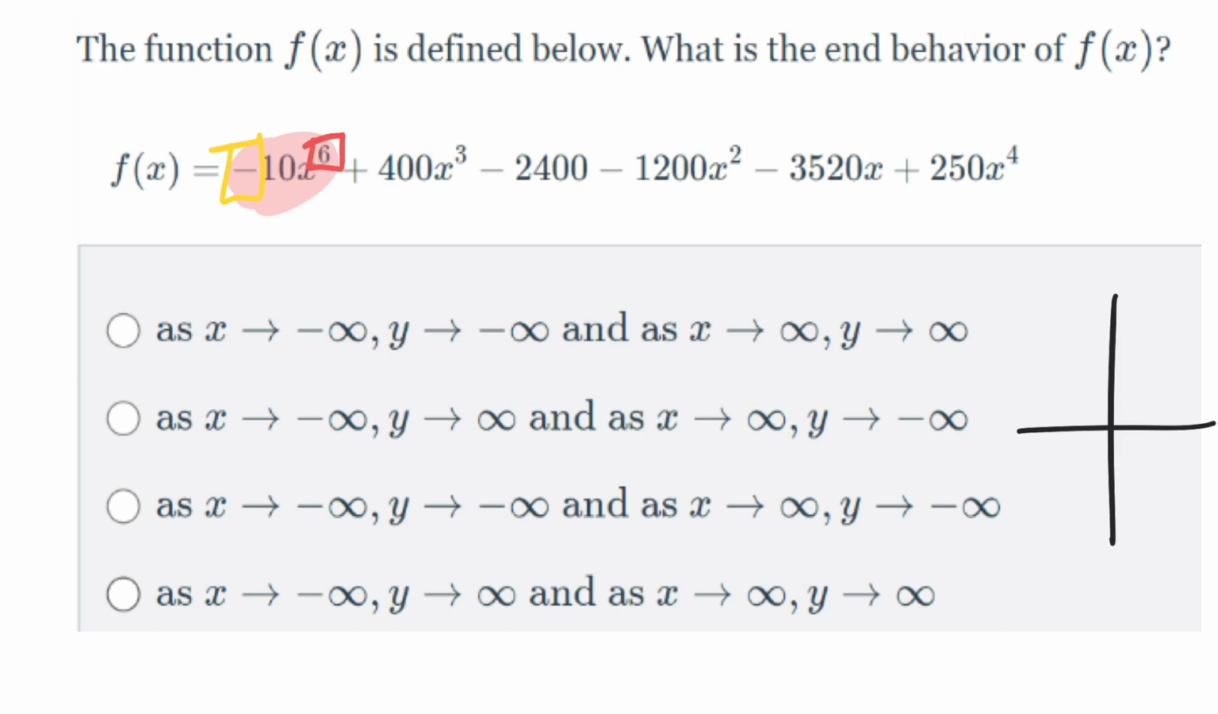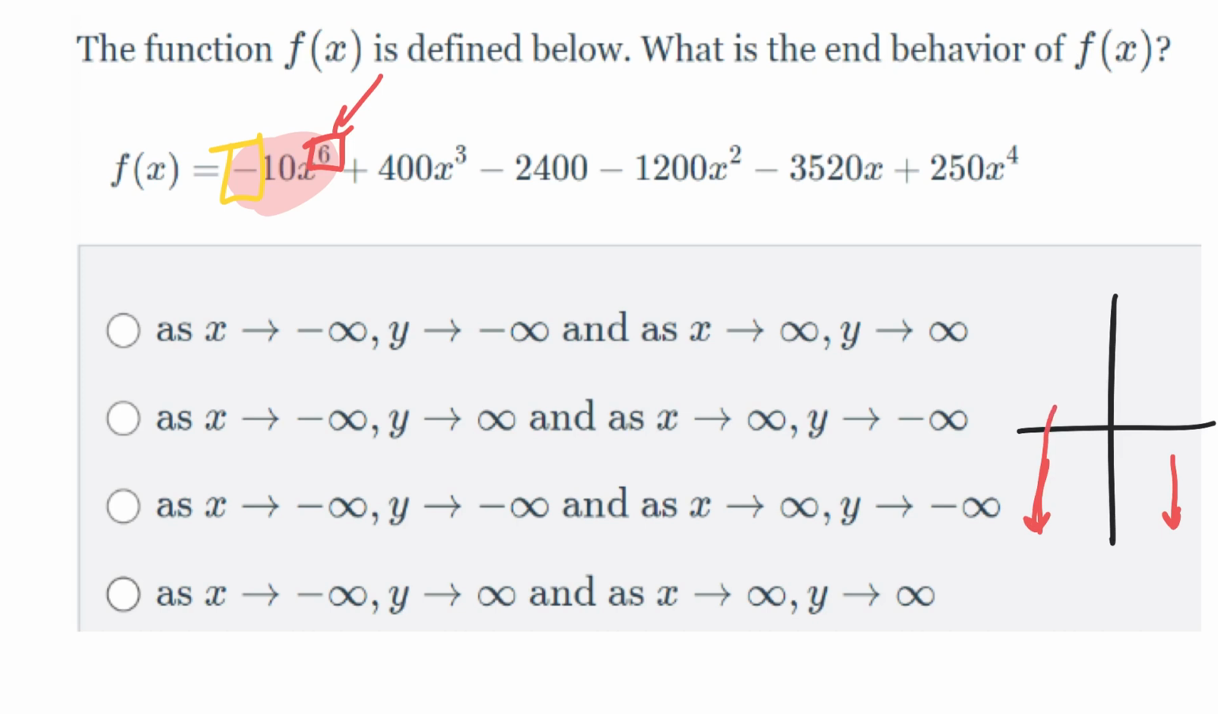Now, what we have here is a 6th degree function, so it's going to come and go out of the same direction. Now, what it does between, I don't know exactly, but I can get a really good estimate. Since it is a 6th degree, we have potentially 6 movements. Here's what I mean.